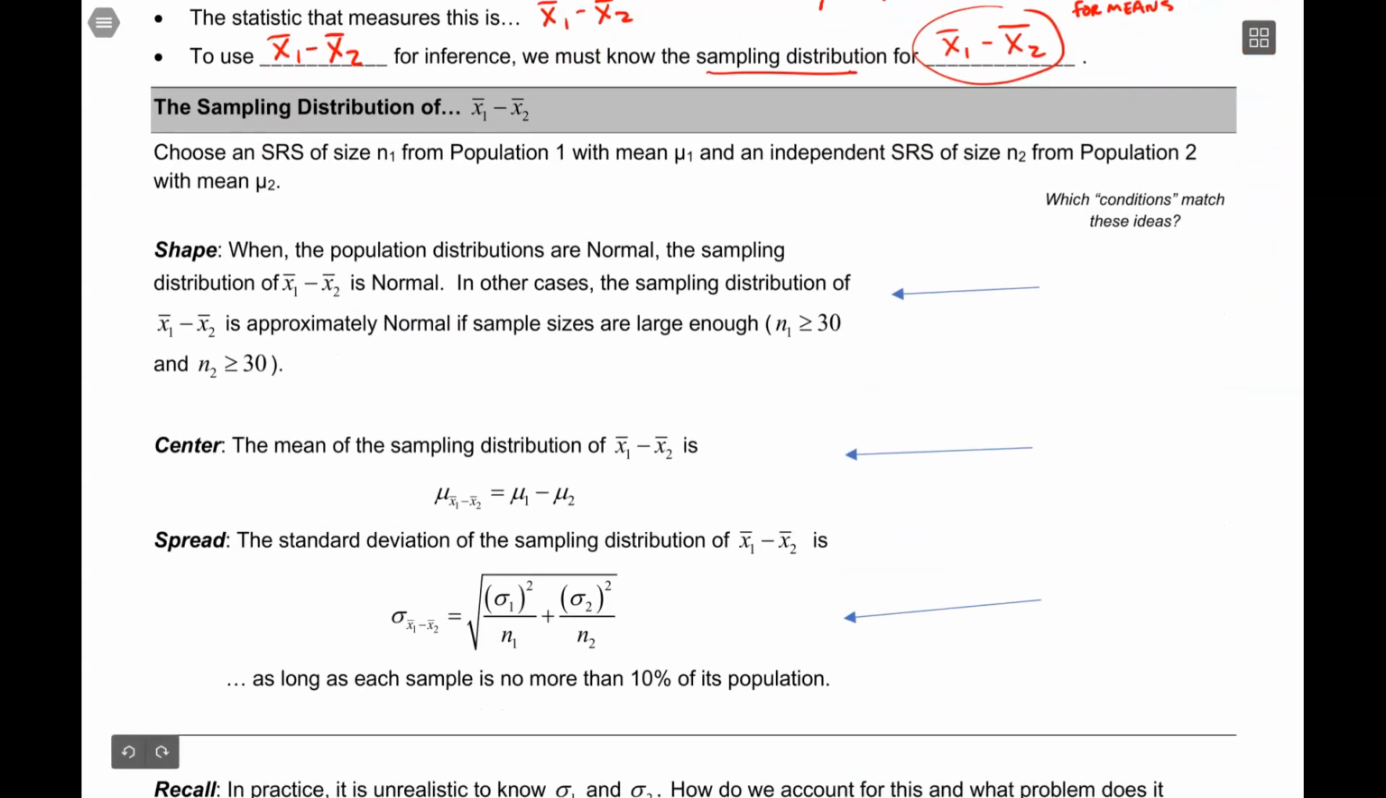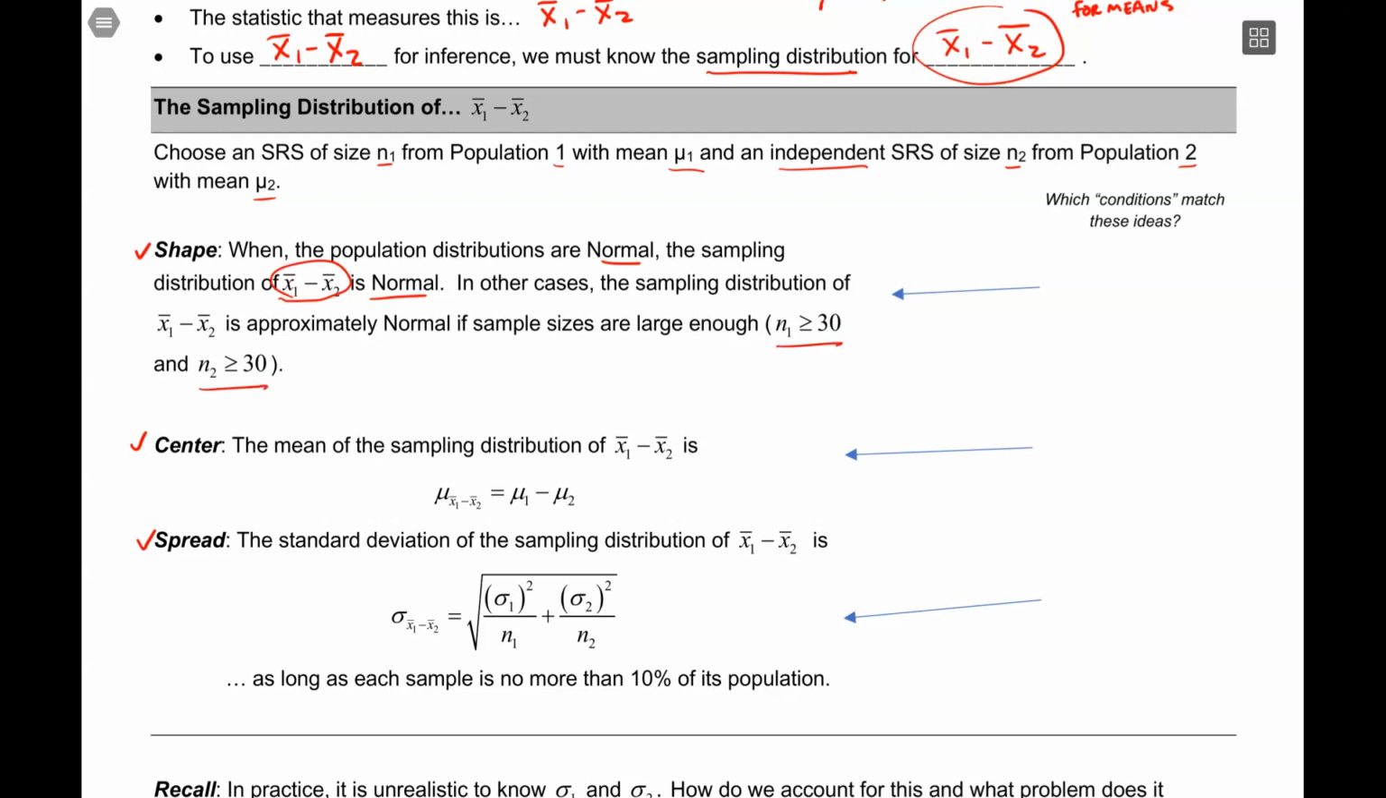So let's talk about the sampling distribution of x bar 1 minus x bar 2. Let's say we choose an SRS of size n1 from population 1, and that population has a mean of mu1, and we take an independent SRS of size n2 from population 2 with mean mu2. The following is true about the shape, center, and spread of the sampling distribution of that statistic. First, when the population distributions are normal, the sampling distribution of this statistic is also normal. In other cases, the sampling distribution of x bar 1 minus x bar 2 is approximately normal if sample sizes are large enough.